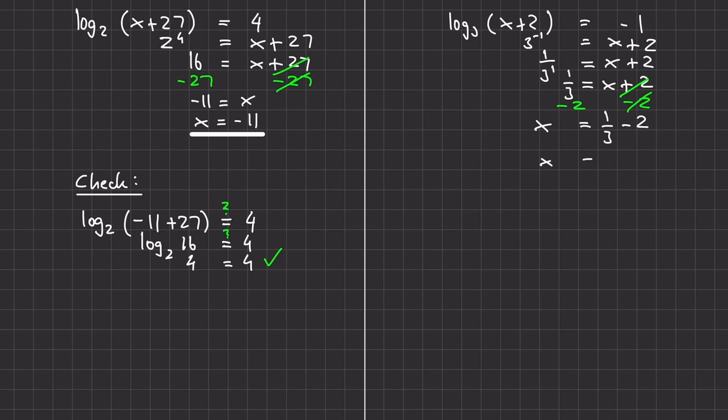We can write the 2 as 6/3. So we get 1/3 minus 6/3, which is negative 5/3. Let's check our negative solution by substituting negative 5/3 into the original equation.